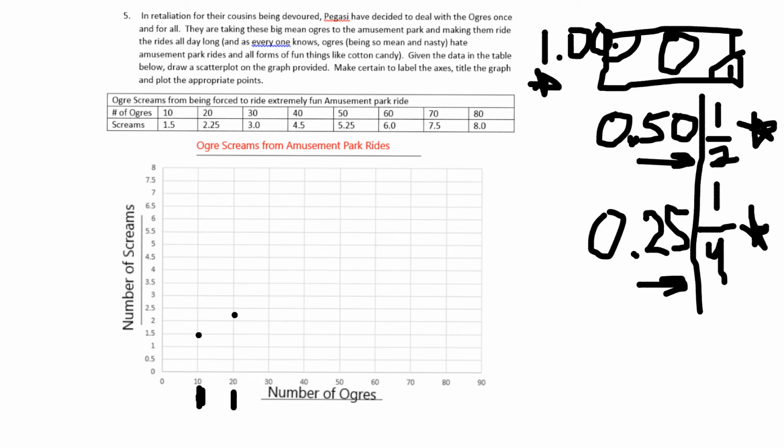All right. So anyway, back to this. For 20 ogres, the value was 2.25 screams. For 30 ogres, the value was 3.0 screams. So I'm going to put that right there. The value is 3.0 screams. There we go. All right, for 40 ogres, the value is 4.5.